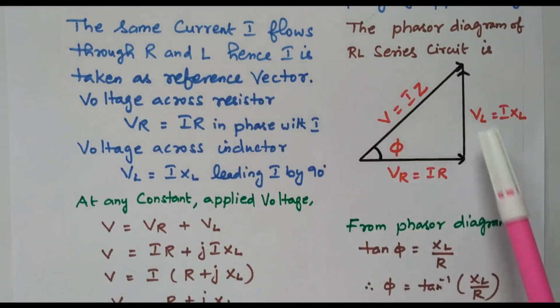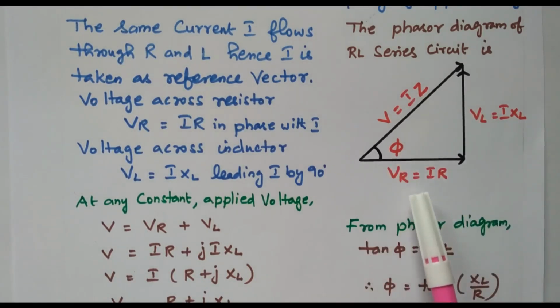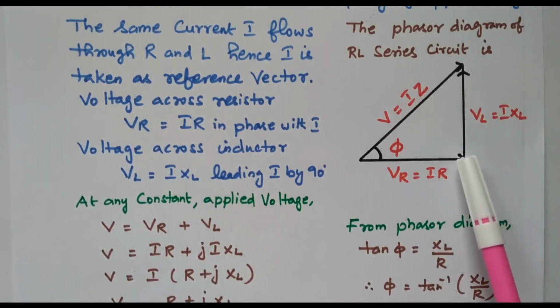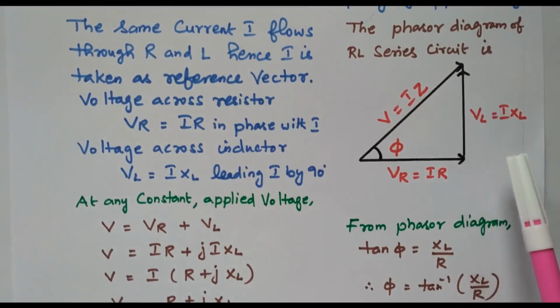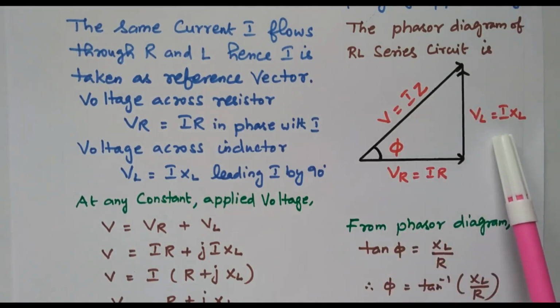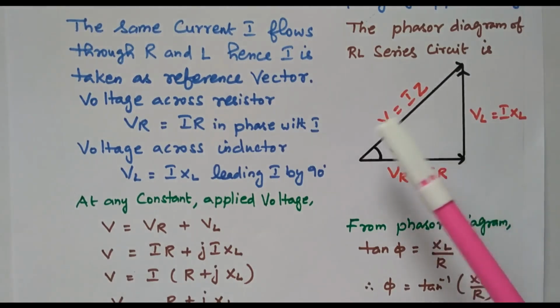So based on that, we have the phasor diagram. This is the reference vector, the current vector. The voltage across the resistor, VR equal to I into R, is in phase with the current, so it is drawn horizontally. Then VL, the voltage across the inductor, I into XL, is 90 degrees leading, so it is drawn as a vertical line. This is the voltage drop across the resistor in phase with the current, and the voltage drop across the inductor 90 degrees leading the current. The vector sum of these two is nothing but the total voltage V.